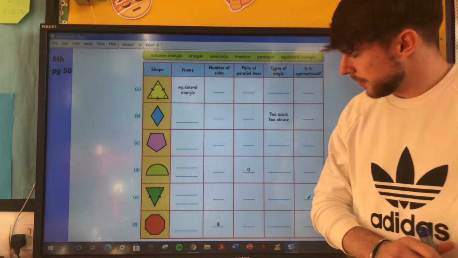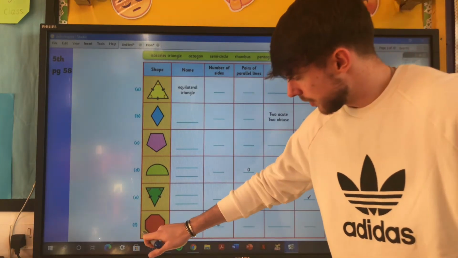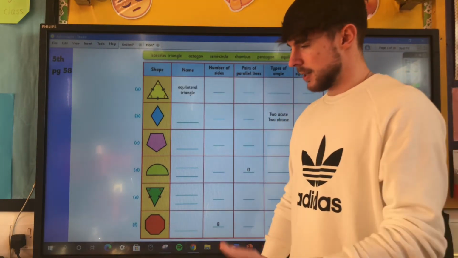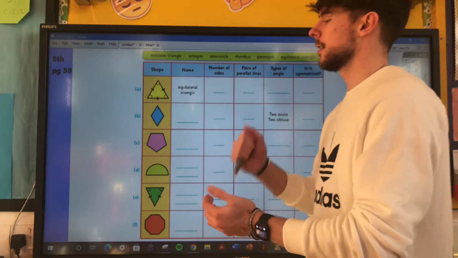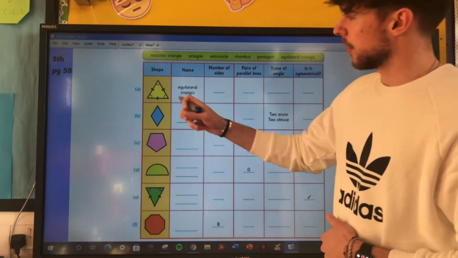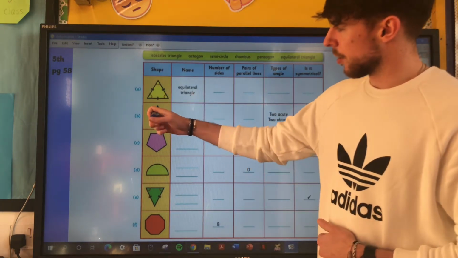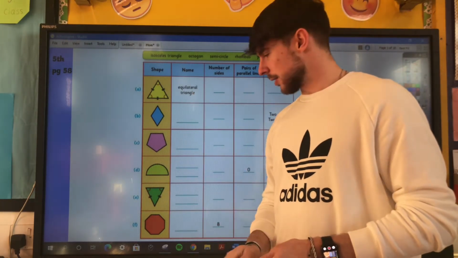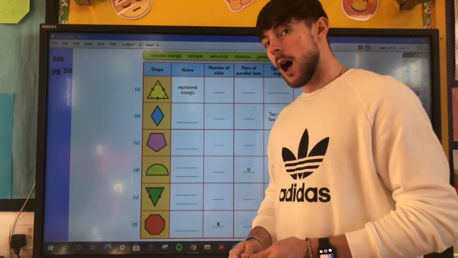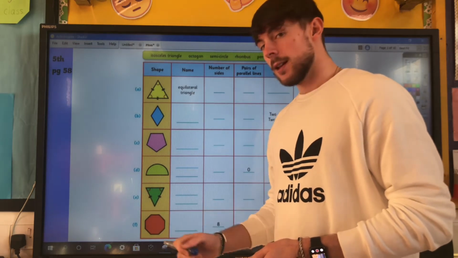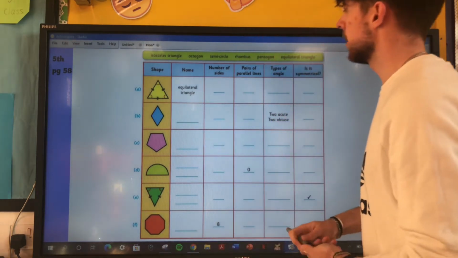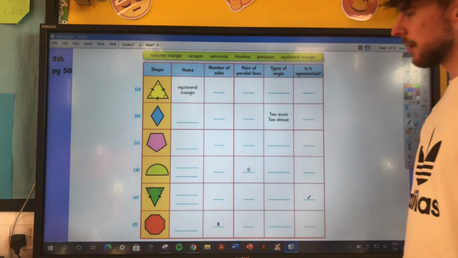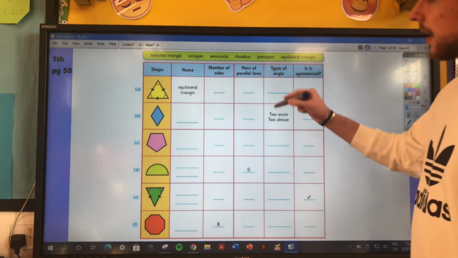And the last one, how many sides does it have? 1, 2, 3, 4, 5, 6, 7, 8. 8 sides. What's it called? Octagon, alright? Okay, so let's go through it again. Equilateral triangle, rhombus, pentagon, semicircle, isosceles triangle, octagon. Perfect, alright? So they're all the names. You have to number the sides then. So how many sides do you think they're going to have?